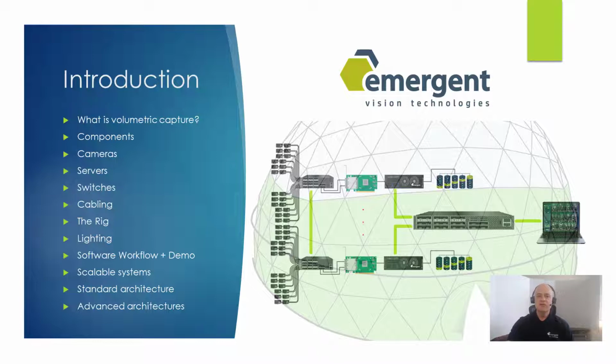We will then look at a few examples of systems ranging from as few as 4 cameras to as many as 250 cameras. This will illustrate the scalability of such systems. Lastly, we will look at the typical architecture of such a system and consider advanced architectures in this space.